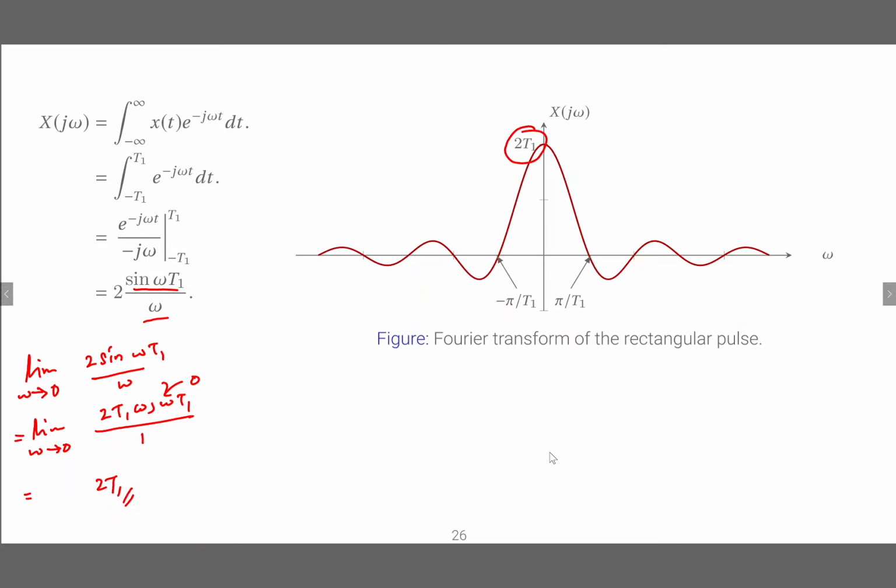Okay, so since this is a sinusoid, you see that when omega is equal to minus pi divided by t1 and pi divided by t1 and so on, when omega t1 is a multiple of pi, you get zeros. Okay, so this is a very nice shape. This has a special name called sinc. We will look at that concept later.